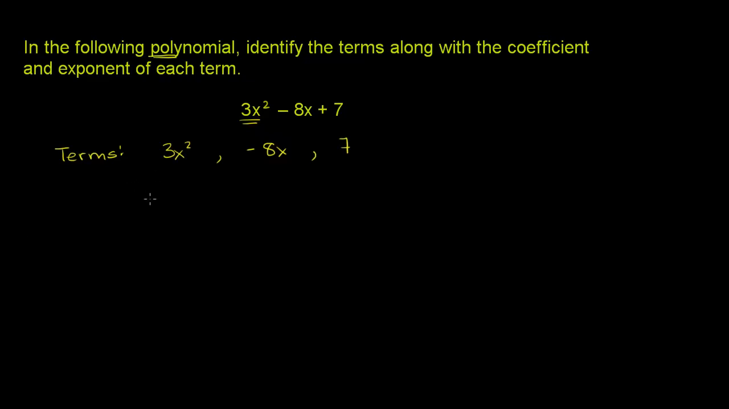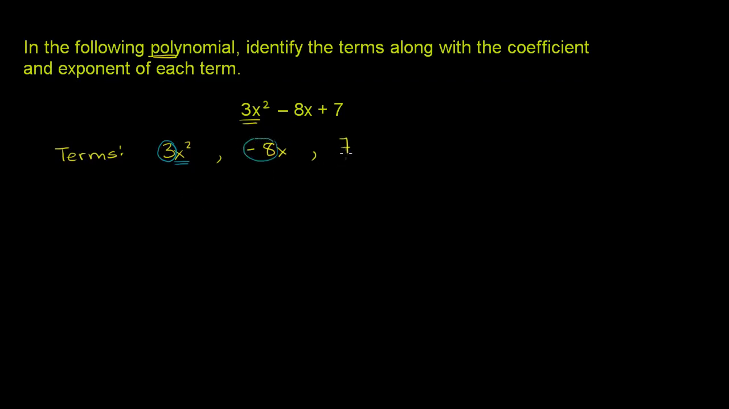The coefficient is what's multiplying the power of x, or what's multiplying the x part of the term. So over here, the x part is x squared. That's being multiplied by 3. So 3 is the coefficient on the first term. On the second term, we have negative 8 multiplying x. And we want to be clear, the coefficient isn't just 8, it's negative 8. It's negative 8 that's multiplying x. So that's the coefficient right over here.